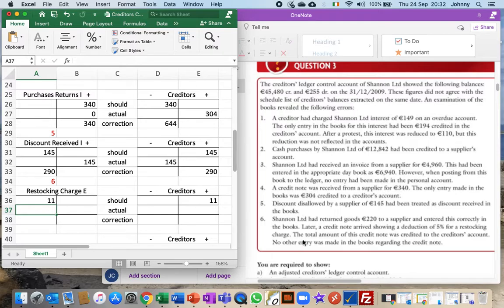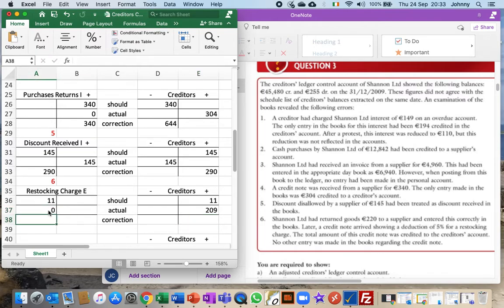Total amount of the credit note, so that's what should have happened. Now the credit note would have originally been 220 minus the 11. Okay, just so we understand that. So that's the total amount of the credit note, and it was credited to the creditor's account. So that means in the creditor's account, I've put in 220 minus 11. So 209 was put in, and it was put in on the credit side. No other entry made means nothing happened here. I did nothing for the restocking.